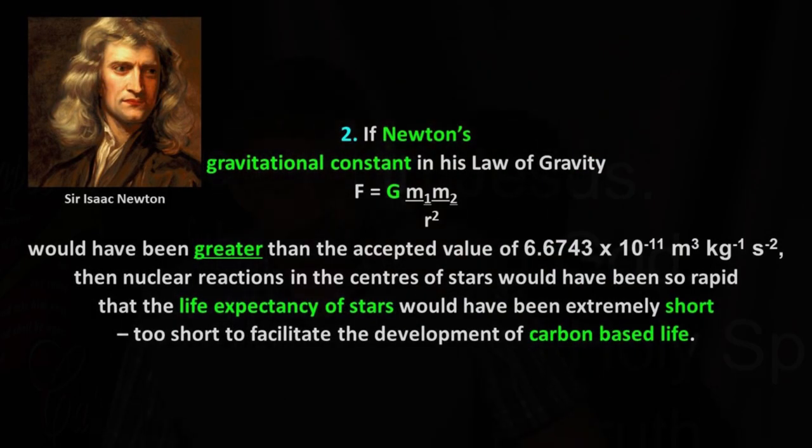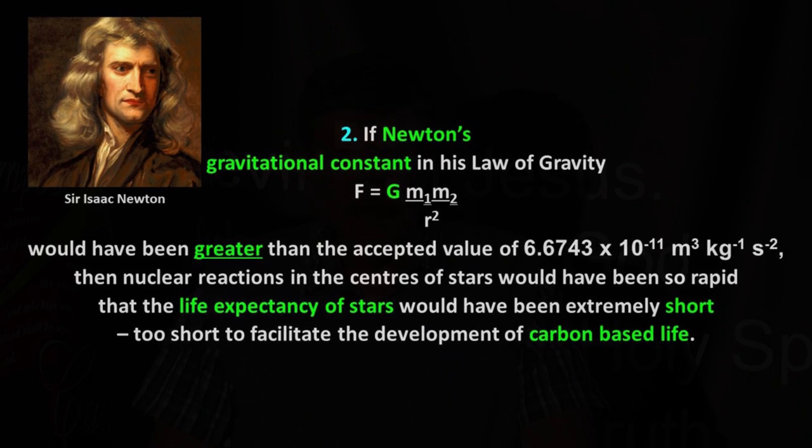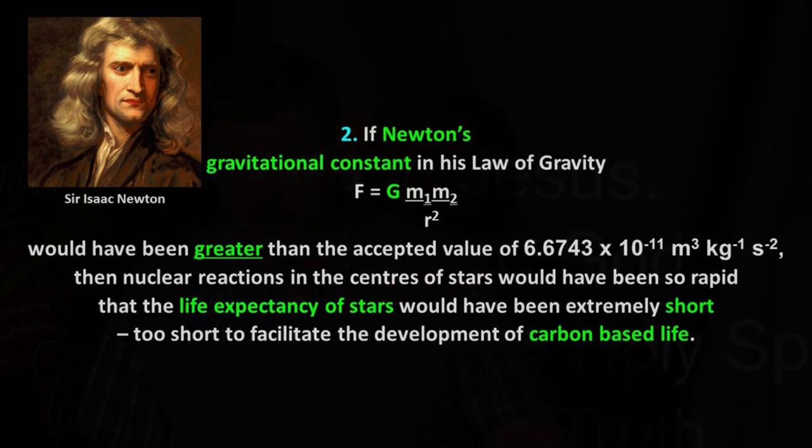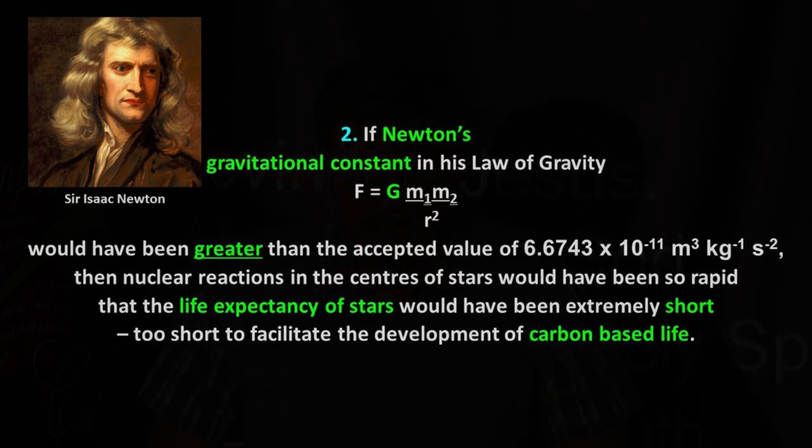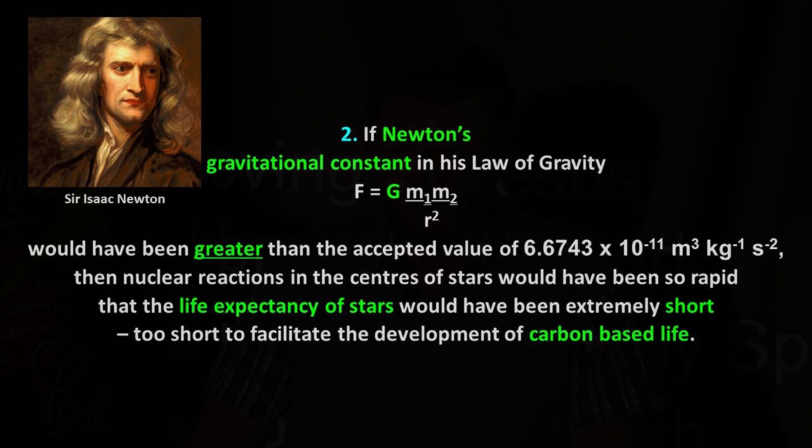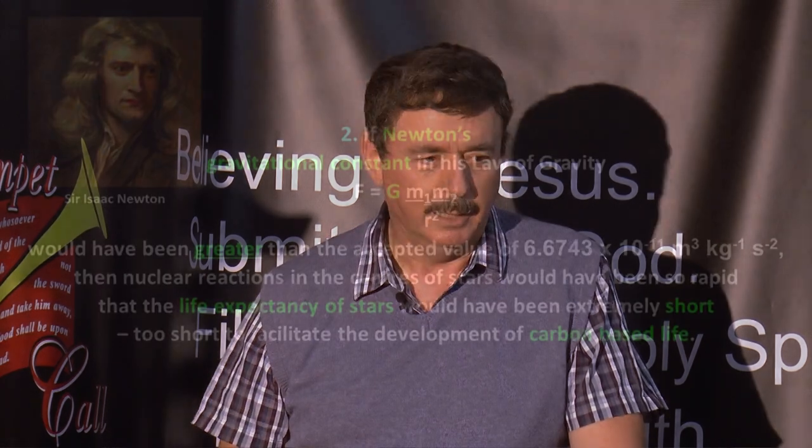If Newton's gravitational constant in his law of gravity, if that capital G would have been greater than the accepted value that we know it is today, 6.6743 times 10 to the power minus 11 meters cubed per kilogram per second squared, then nuclear reactions in the centers of stars would have been so rapid that the life expectancy of stars would have been extremely short, too short, to facilitate the development of carbon-based life. That's us. So that value had been set by God just right so that we could be here.